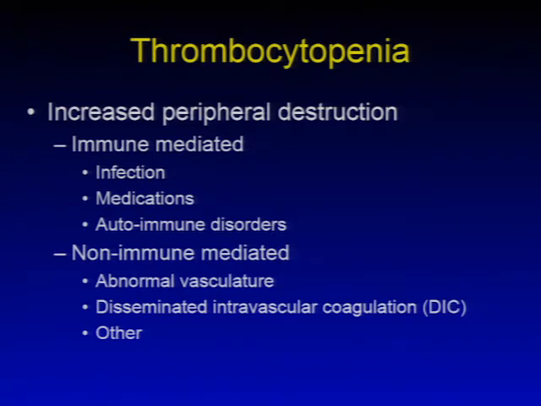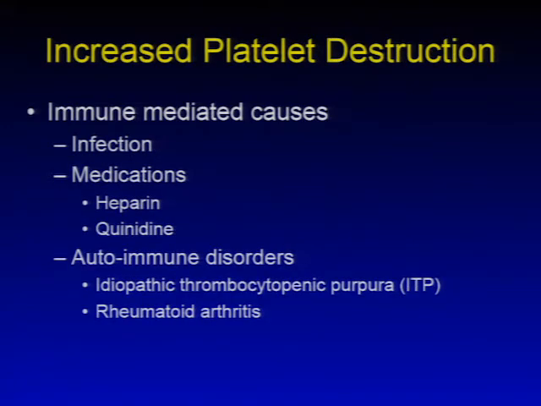Increased peripheral destruction, again, will lead to thrombocytopenia. Immune-related and non-immune-related causes are one way to group these disorders. In the immune-mediated, you can see infection, medication, autoimmune causes, and non-immune mediated include abnormal vasculature and disseminated intravascular coagulation, or DIC, which we'll get into in more detail here as well.